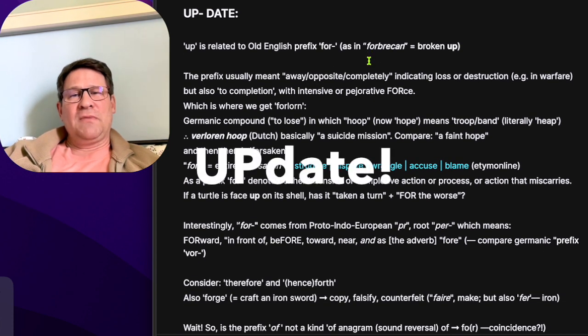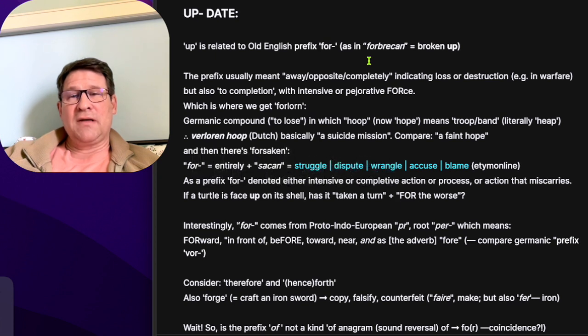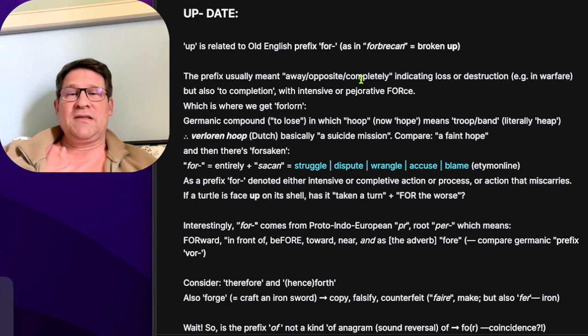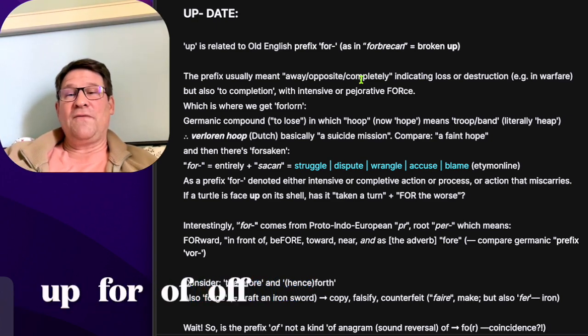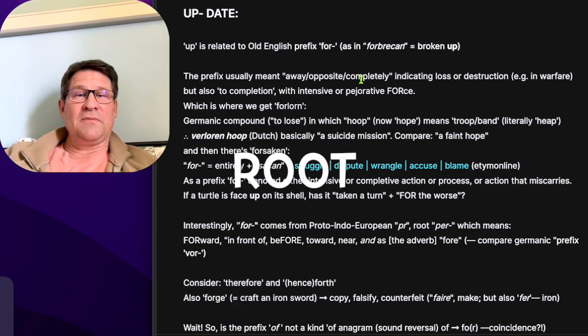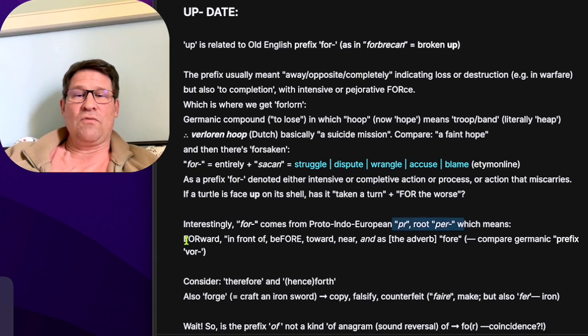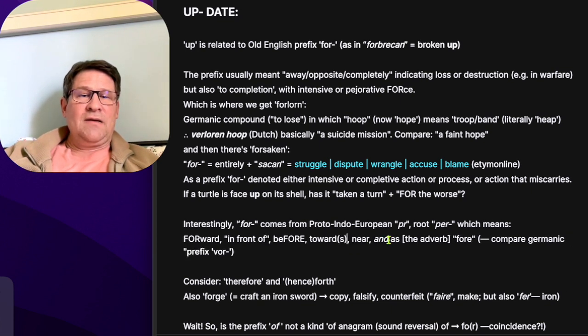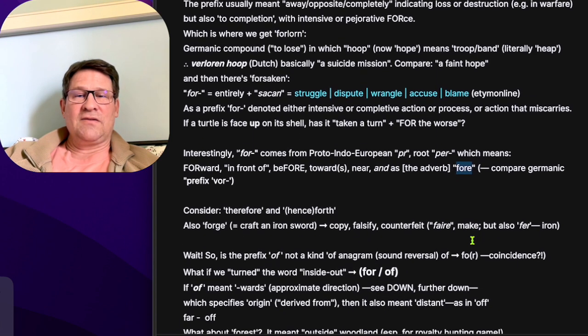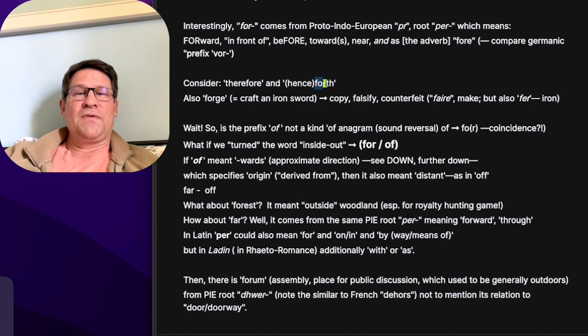So here's an update to my file, and by the way, my ebook is regularly being expanded and updated. So I just discovered that up and for, of, and off are all from the same root, from the Proto-Indo-European root per, which means forward, in front of, before, towards, near, and the adverb for, of course, where you find also therefore, forth, henceforth.